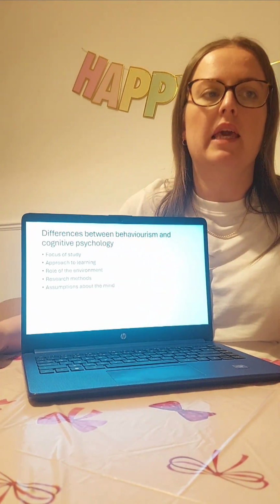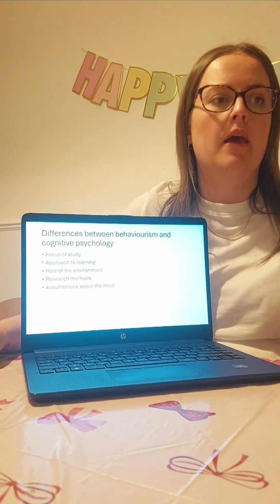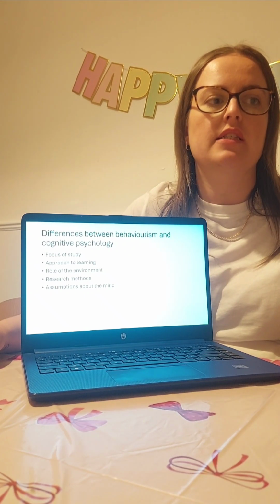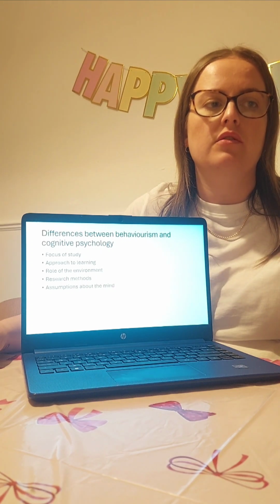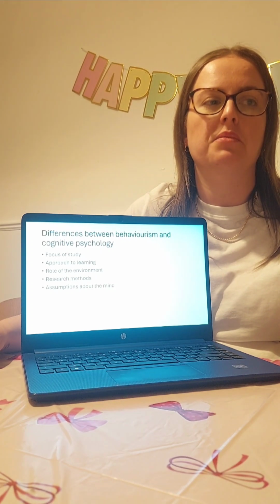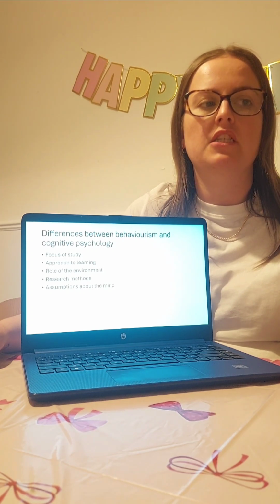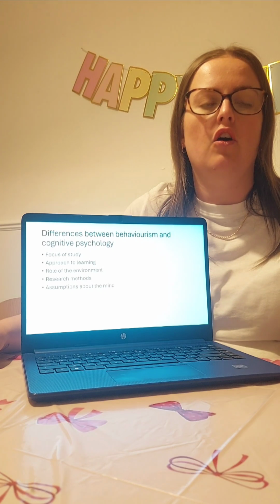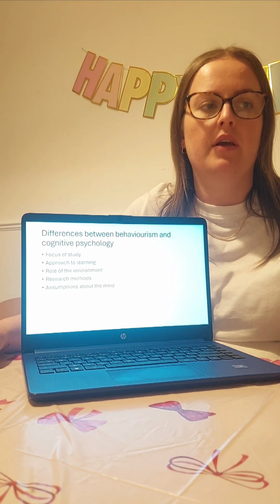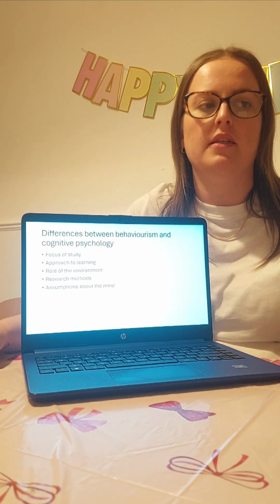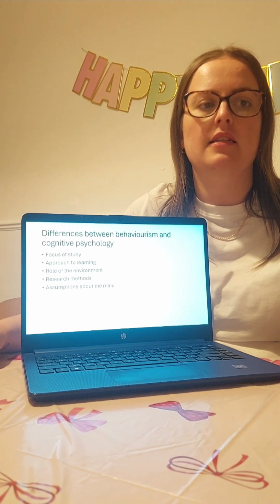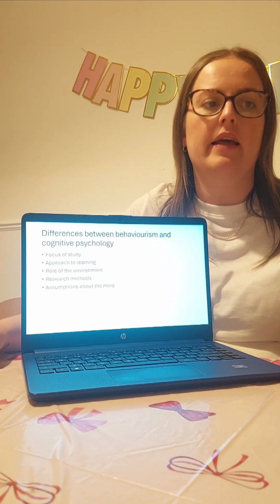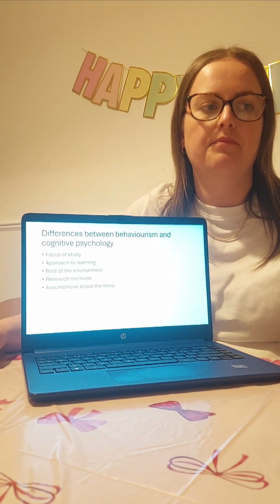So, differences between behaviourism and cognitive psychology. Behaviourism and cognitive psychology differ in several fundamental ways. Here are some of the key differences. Focus of study. Behaviourism focuses on observable behaviours and the way they are shaped by the environment. It emphasises the relationship between stimuli and responses, often ignoring mental states. Cognitive psychology focuses on mental processes such as memory, perception, and problem solving. It is interested in understanding how the mind processes information and how these processes influence behaviour.